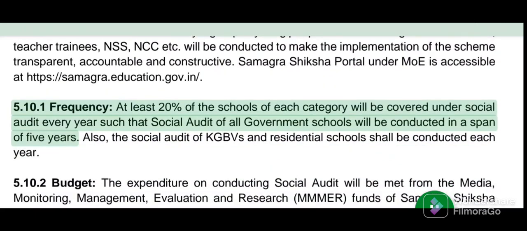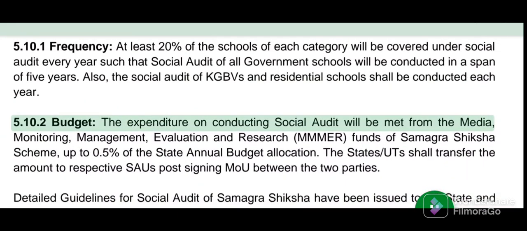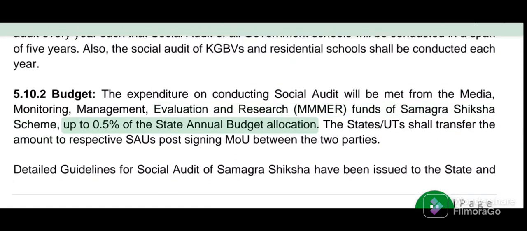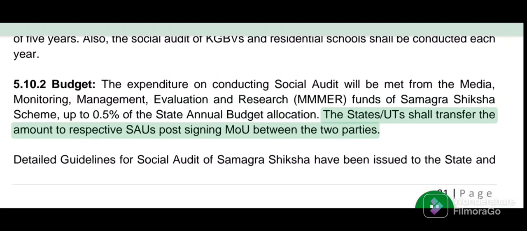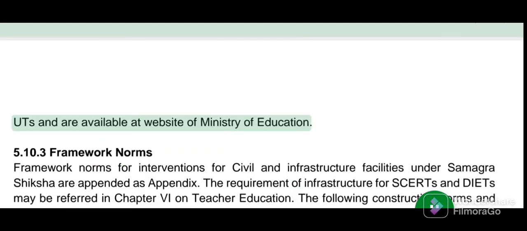5.10.1 Frequency. At least 20% of the schools of each category will be covered under social audit every year, such that social audit of all government schools will be conducted in a span of 5 years. Also, the social audit of KGBVs and residential schools shall be conducted each year. 5.10.2 Budget. The expenditure on conducting social audit will be met from the media, monitoring, management, evaluation and research (MMMER) funds of Samagra Shiksha scheme, up to 0.5% of the state annual budget allocation. The states and UTs shall transfer the amount to respective SAUs post signing MOU between the two parties. Detailed guidelines for social audit of Samagra Shiksha have been issued to the states and UTs and are available at website of Ministry of Education.